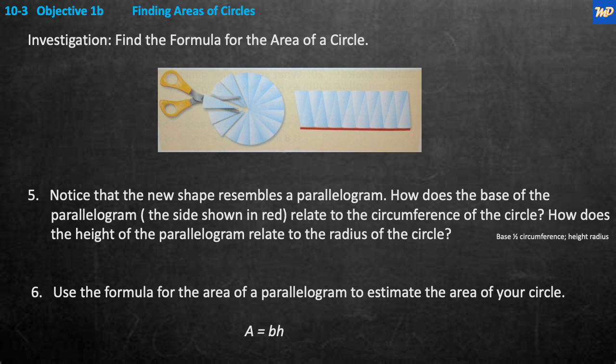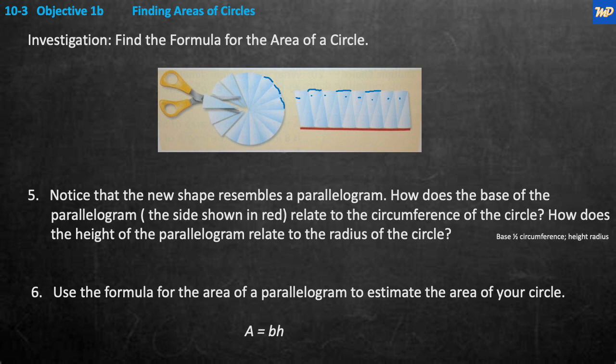Well, each one of these little pie pieces is the same as the pieces here. So if you have 16 of them, you have 8 of them up, and 8 of them down. You can see that.